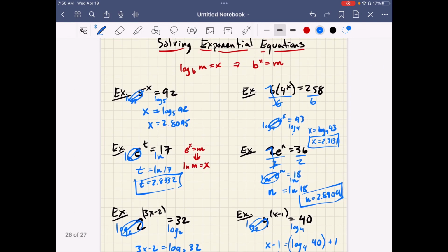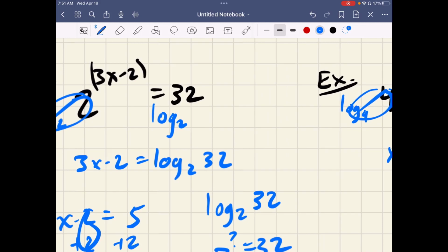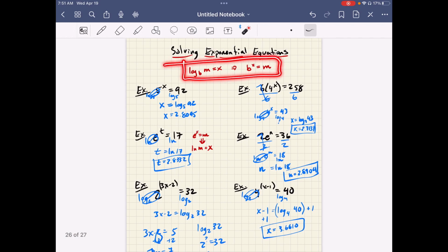All right, I hope this video helps. Remember, sometimes you might need to use that calculator to figure out logs when they give you irrational numbers. Sometimes those logs will give you integers or whole numbers for us to work with. So just pay close attention to that. Remember this rule, and good luck in solving exponential equations.